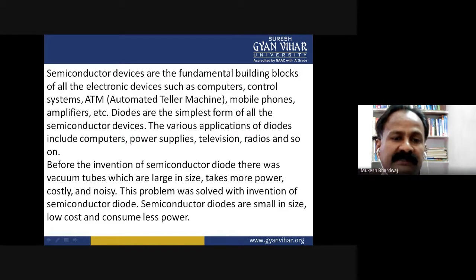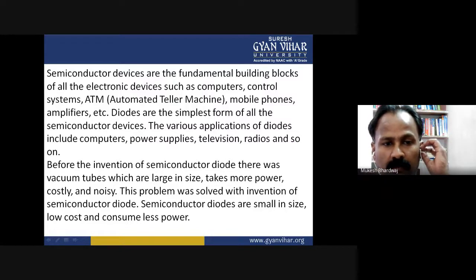Diodes are the simplest form of all semiconductor devices. The various applications of diodes include computers, power supplies, television, radios, and so on.